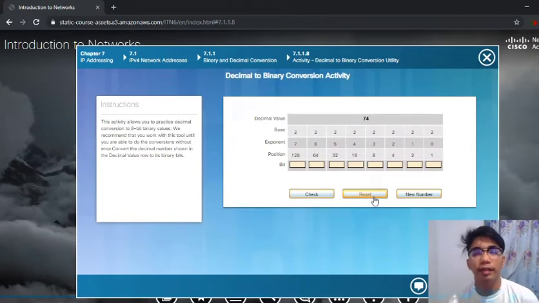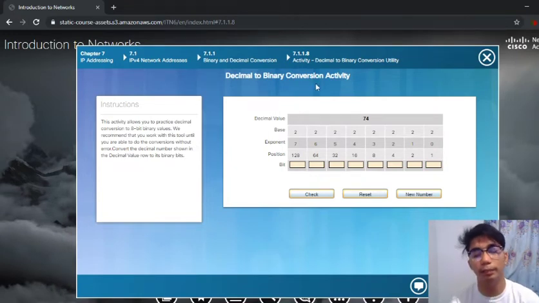And today we're gonna discuss the Chapter 7 activities, the IP addressing, and we're here to learn about the conversion of decimal to binary and binary to decimal. And this is the first activity, the decimal to binary conversion activity.